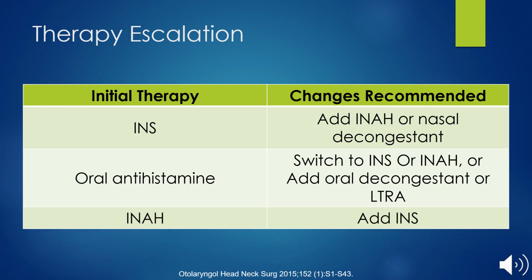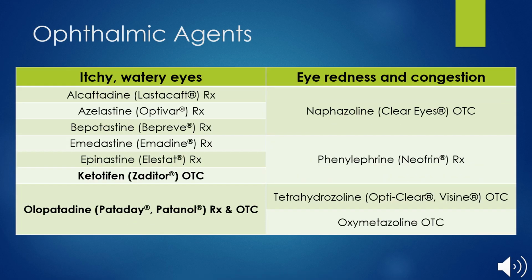Then lastly, if you start them out on an intranasal antihistamine, then you could consider adding an intranasal steroid on top of their therapy. In this slide, I've listed a lot of the ophthalmic agents that you may see used for itchy or watery eyes or eye redness and congestion. I'm not going to read them all to you, but I have bolded the most common ones that you'll see, and several of these are available over the counter and some are by prescription only. But just keep in mind to use the appropriate one because some of them are more antihistaminergic, which would help more with the itchy watery eyes, and some are more for the congestion and redness. So just pay attention to the correct agent for which you're trying to get the desired effect.